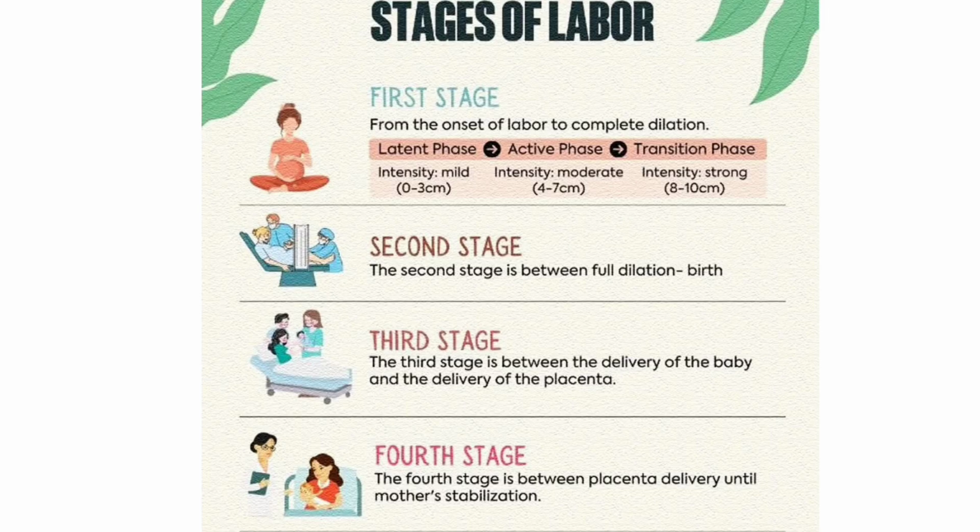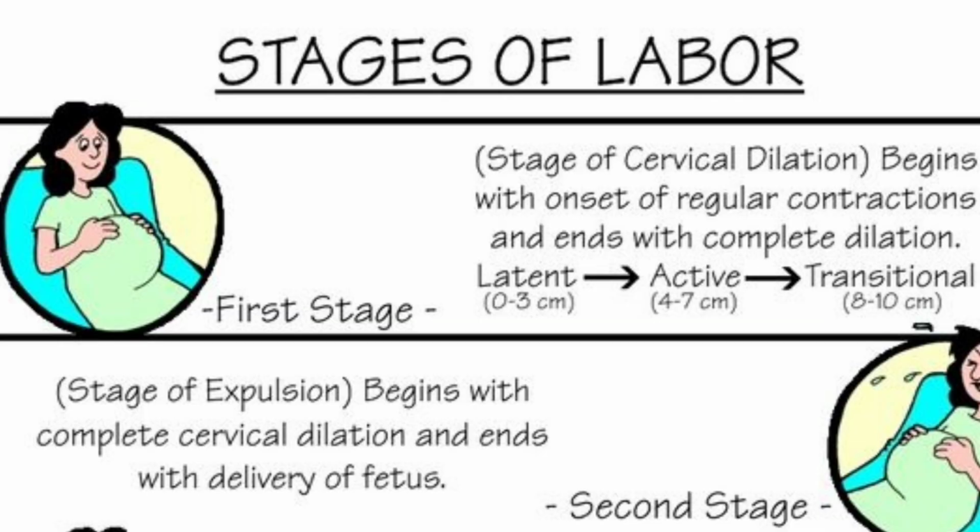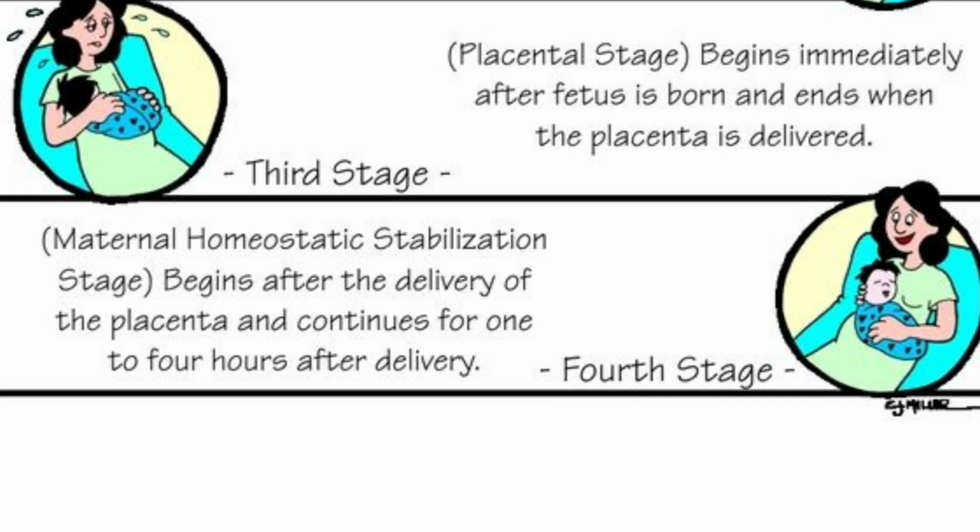We have four stages: first stage, second stage, third stage and fourth stage. What is the meaning of first stage? First stage is from true labor pain to full dilation of the cervix, that means 10 centimeter. Second stage is from full dilation of the cervix to expulsion of the fetus. Third stage is from expulsion of the fetus to expulsion of the placenta. Fourth stage is the observation after the delivery, up to 4 hours. These are all the stages: first, second, third and fourth.